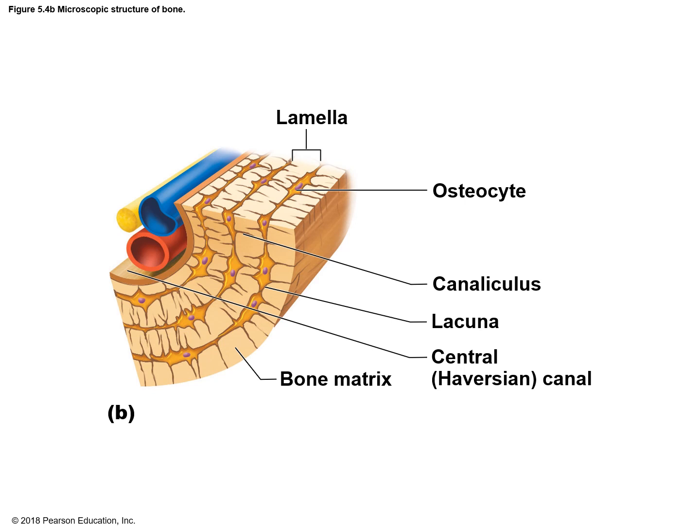This is the microscopic structure of a bone showing the lamella, the osteocyte, which is the cell that goes in between each of those lamella, the canaliculi, which are those little lines in between the lamellae, the lacuna, which is where the cell goes, the central Haversian canal, which is the center of the matrix of the bone, and then the bone matrix.